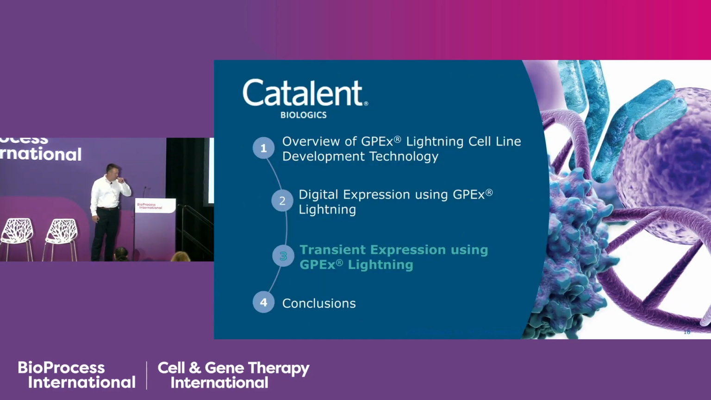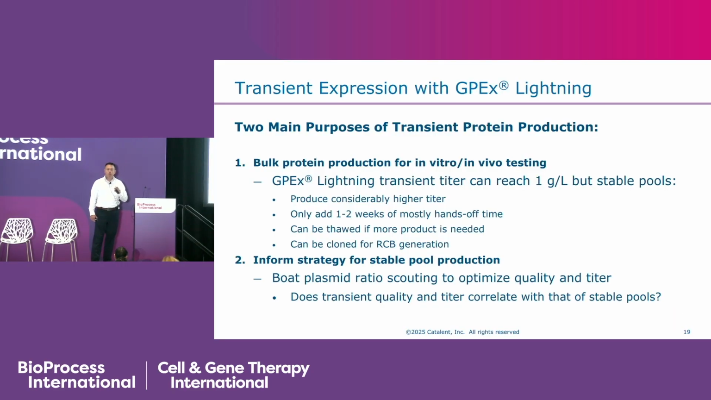So now I'll tell a little bit about our transient and how we use transient expression to inform the development process. So there's really 2 purposes for transient expression as we see it. One for bulk protein production. We can do that with our system, but we rarely do, because we can go through selection fairly quickly and get high producing pools. So we don't really have a huge need for transient expression for bulk protein production.